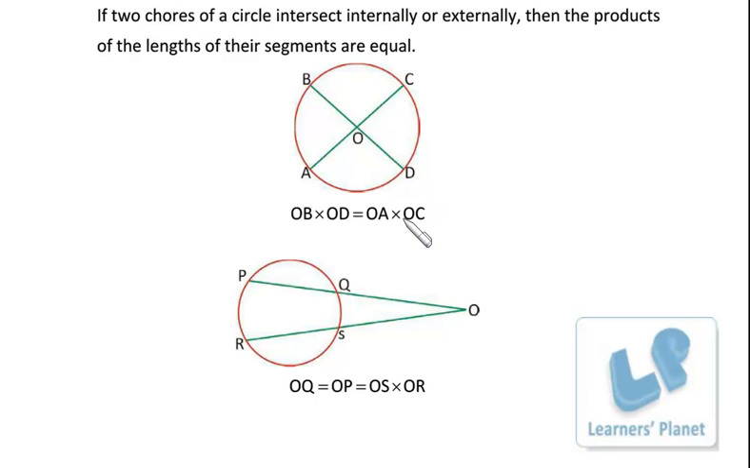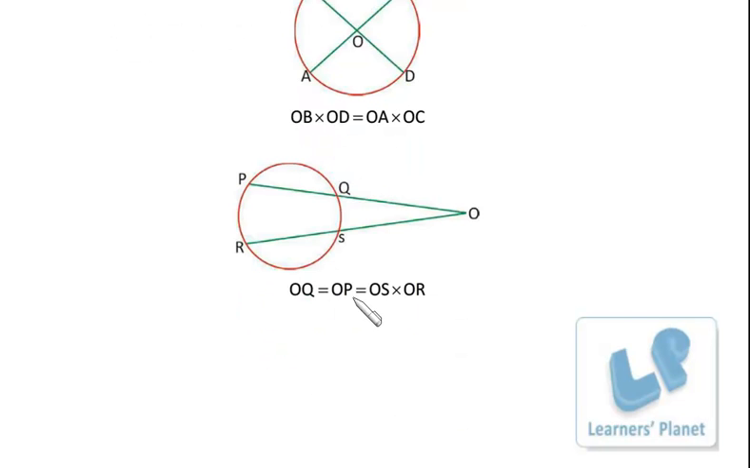Similarly, if they are intersecting externally like this, here we have chord RS and here we have chord PQ. If we extend them, PQ will be extended till O and RS will also be extended till O, so that they are intersecting each other at point O. In that case, OQ into OP, I'm sorry, this is a printing mistake.